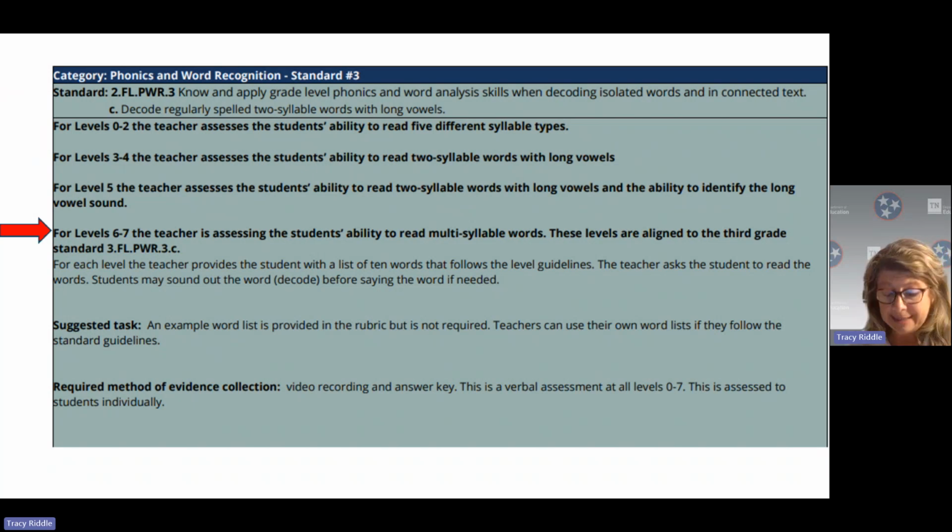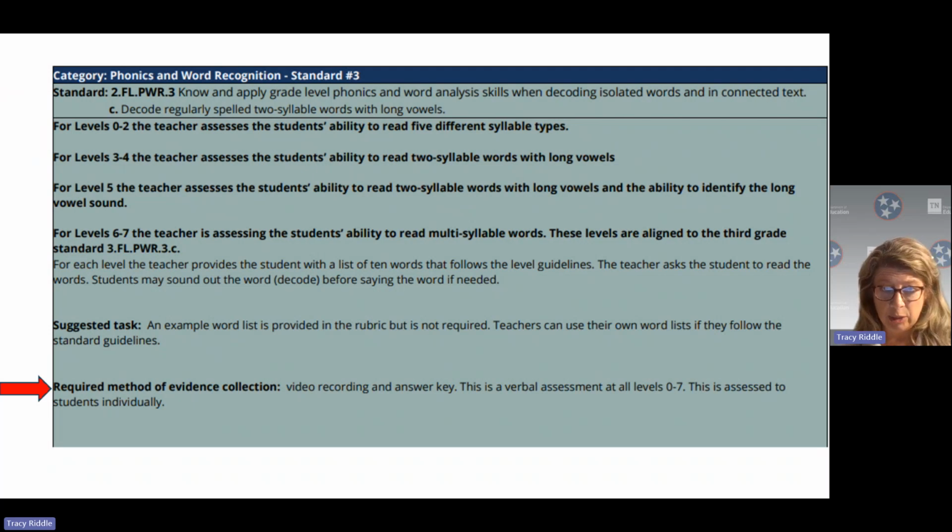So your suggested task would be to give your students the word list. You can use the one that's in the rubric. You are not required to use the words that we put in your rubric. If you want to do your own word list, just make sure that your word list includes 10 words that follow the standard guidelines. Your required method of evidence is a video recording of the student reading these words.